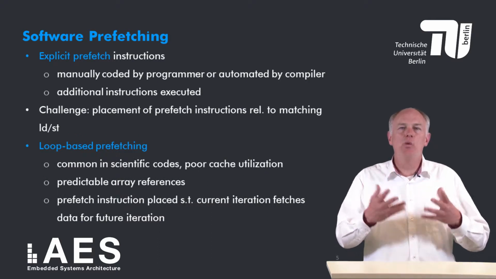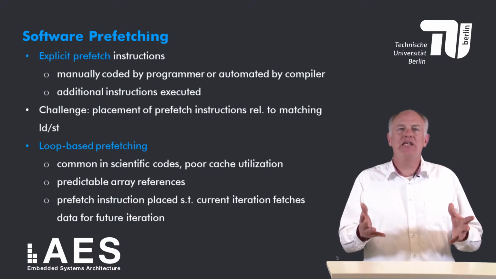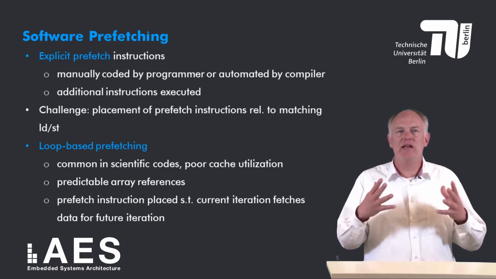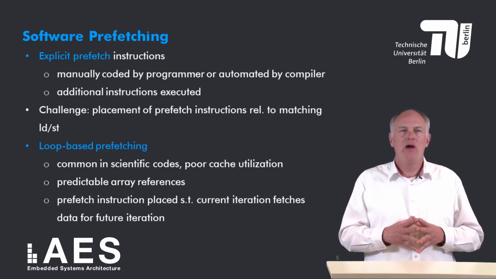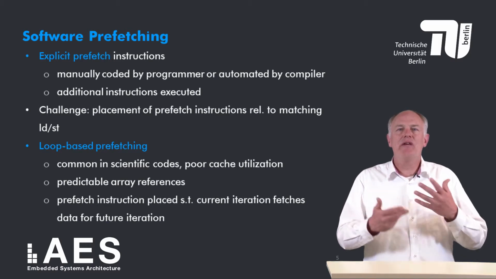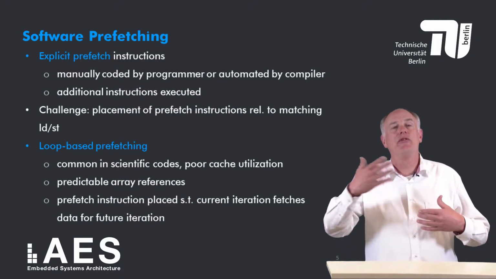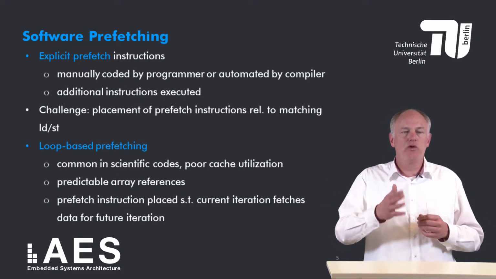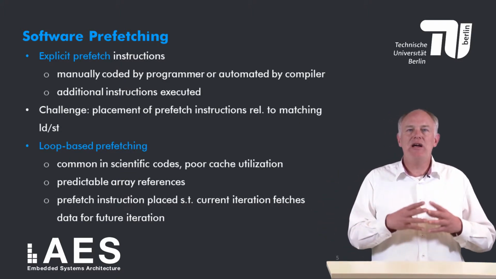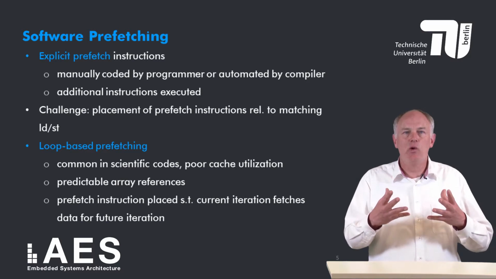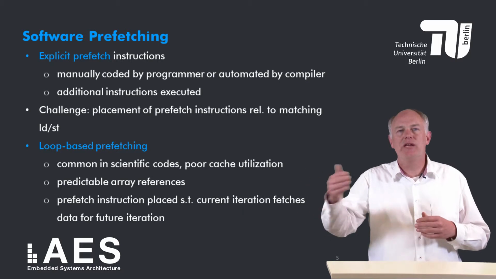I will focus on loop-based prefetching, prefetching inside loops. Loop-based prefetching is common in scientific codes, and scientific codes often also suffer from poor cache utilization. Furthermore, the array referencing pattern is often predictable. The address of the data that is needed in a few iterations from now is equal to the current address plus a constant stride. Then the prefetch instruction needs to be placed inside the loop body such that the current iteration prefetches data for a future iteration.